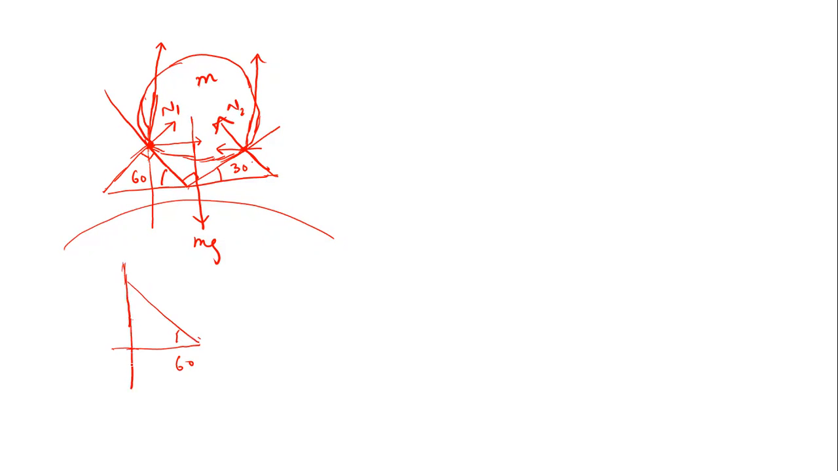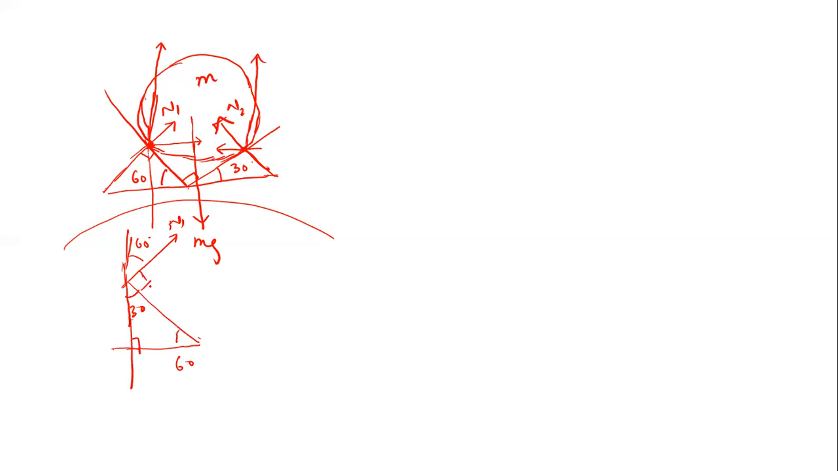Now, this is 90. This should be 30 here, right? This angle is 30, and then this angle is 90. Okay, so I have to draw this one here. This is my perpendicular normal, N1. So this angle is 90. If this is 30 and this is 90, then this angle should be 60 here, right?